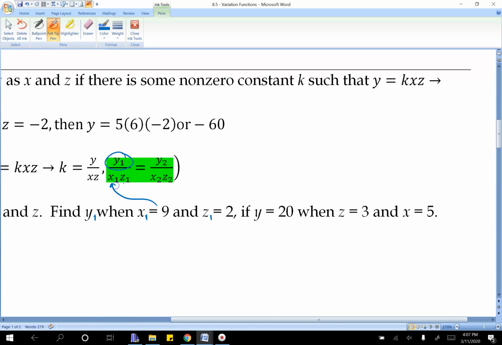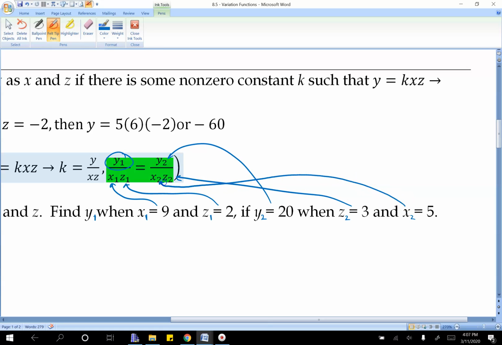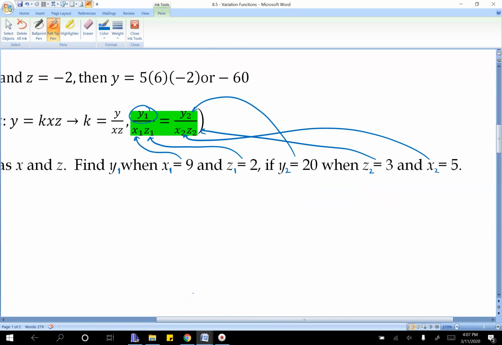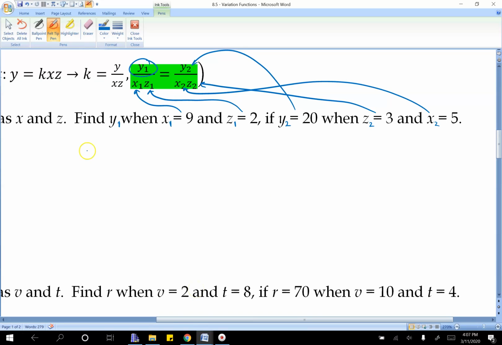Alright, so this 9 goes here, this 2 is going to go there. They give us a y2, it's going to go right there, z2 and x2, right? So we have the rest of these here, here, and here. So we're just going to plug those all in right now. I'm going to keep that formula up there so we can use that. So y1 we do not know. x1 we have 9 times 2 equals y2 we have, which is 20, over x2, which is 5, times z2, which is 3.